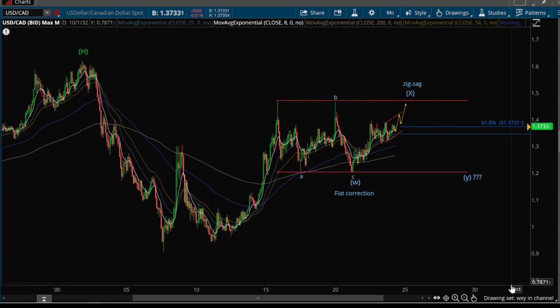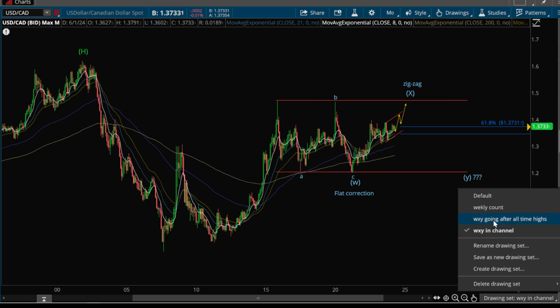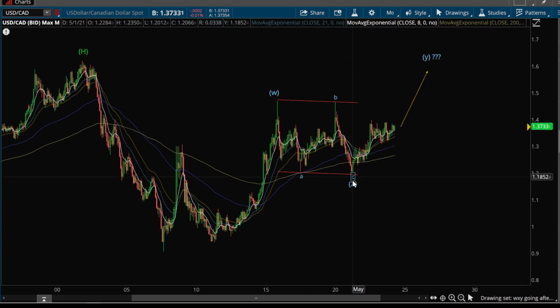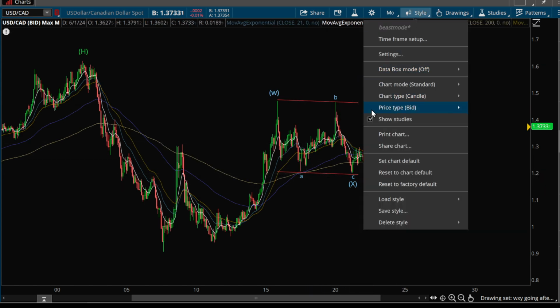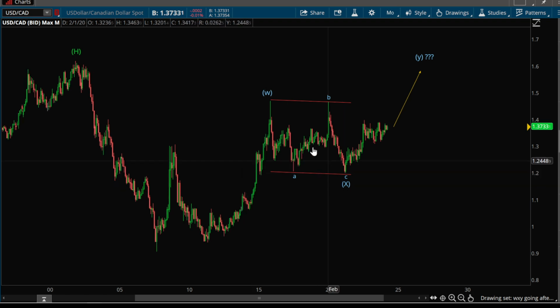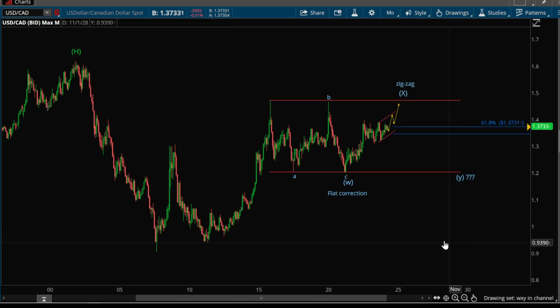Now, there's also a scenario to which this is all your X wave. This ABC flat right here is all your X wave. And you got a W, you got an X, and you're getting a Y coming up for that, right? You're just making a WXY for a larger X wave all the way back to the all-time highs. Are we getting ready for something like this, right?